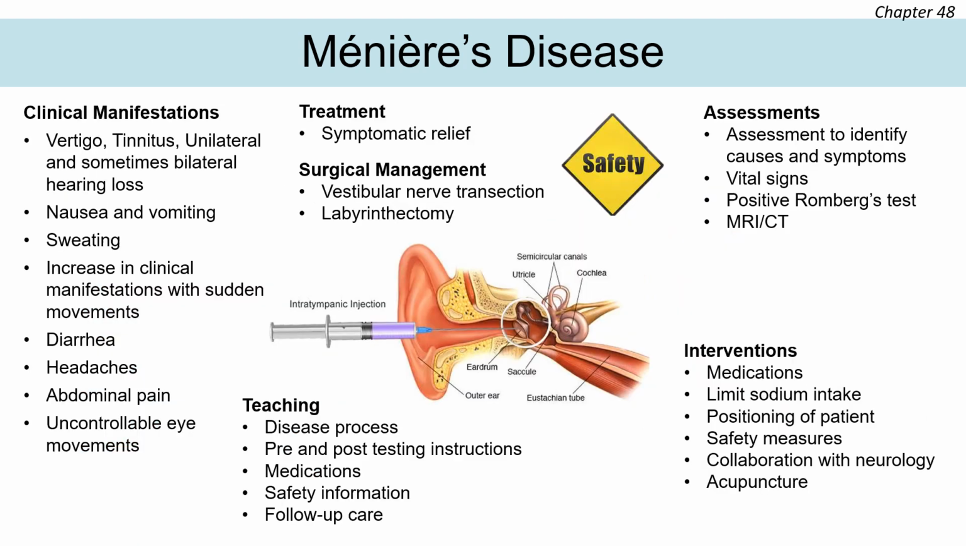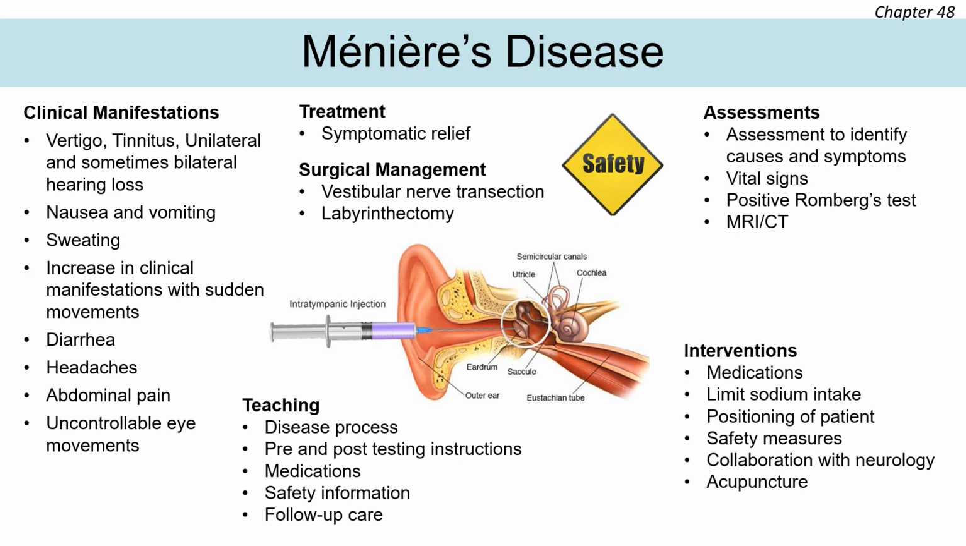Moving on. Signs and symptoms of Meniere's disease. Again, those three main ones: vertigo, tinnitus, and unilateral hearing loss, sometimes could be bilateral. So every time they have an episode, they lose a little bit more of their hearing, and it's progressive, and there's no cure. So the treatment is aimed at treating the symptoms when they're having these episodes. So more signs and symptoms: nausea and vomiting, sweating, diarrhea, headaches, and when they have sudden movements, all of these manifestations increase.